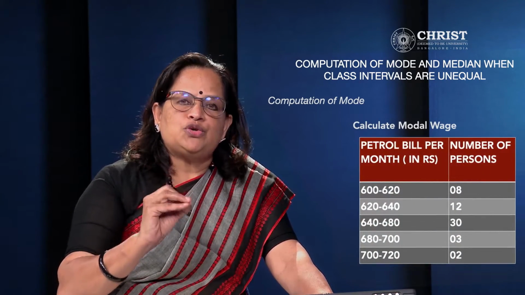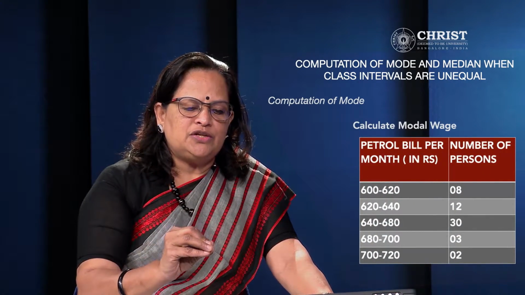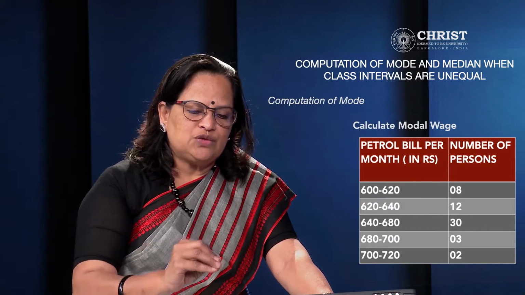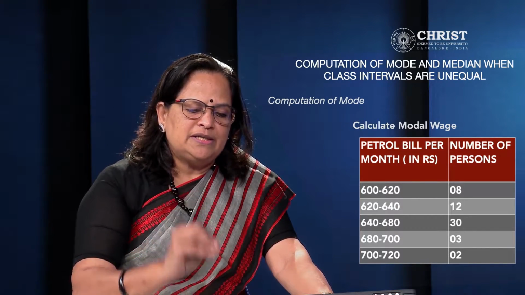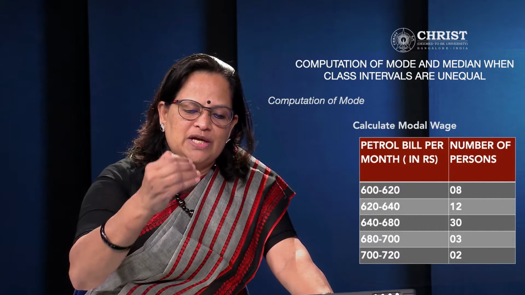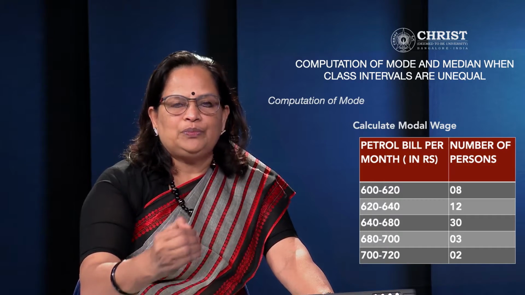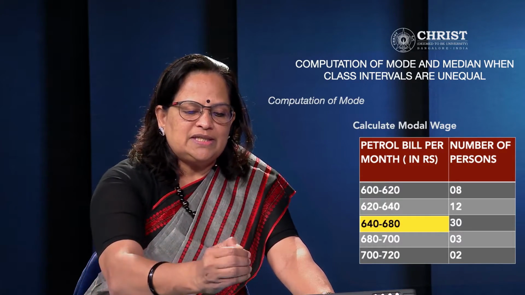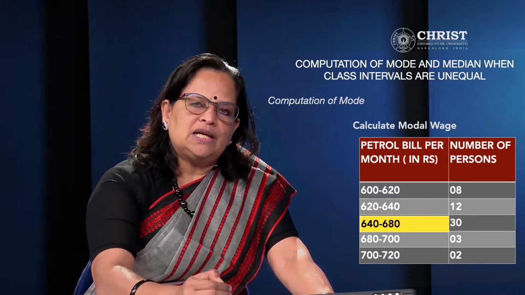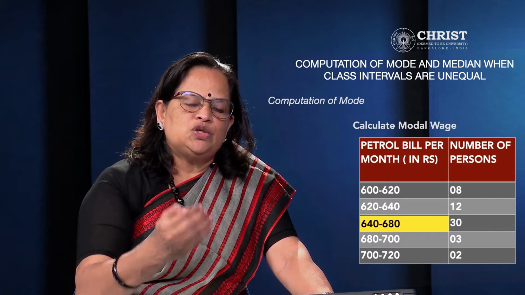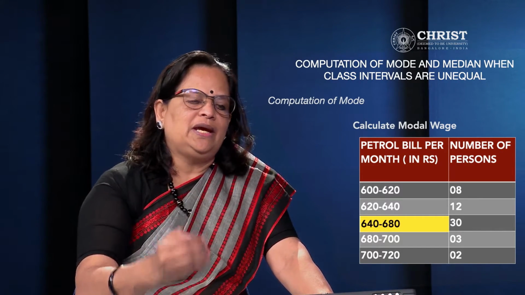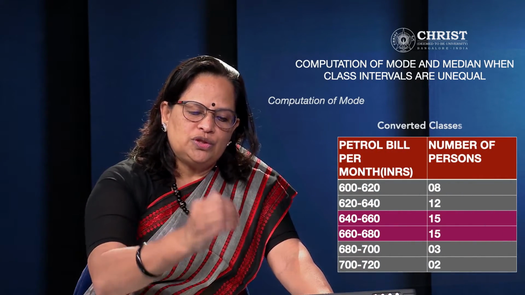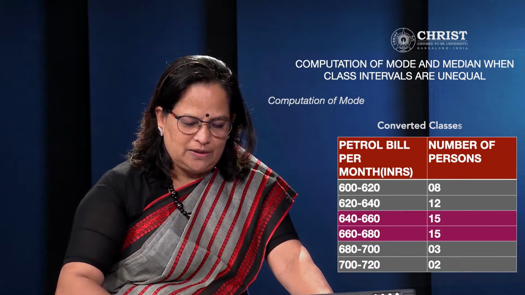Now calculate mode for the following data. The petrol bill values are 600 to 620, 620 to 640, 640 to 680, 680 to 700, 700 to 720. Frequency values are 8, 12, 30, 3 and 2. For all the classes except 640 to 680, the class interval is 20, whereas here it is 40. So we will assume that in this class also frequencies are evenly distributed. We will divide it into 640 to 660 and 660 to 680. The frequency total 30 we will also divide by 2, so the two classes will have a frequency of 15 each.